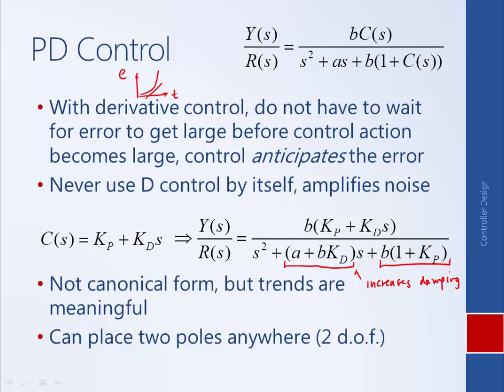For example, one way that people often tune PD controllers is they first use Kp to increase the speed of the system and reduce the steady state error through its effect on omega n, and then they use Kd to bring down the overshoot through its effect on zeta.